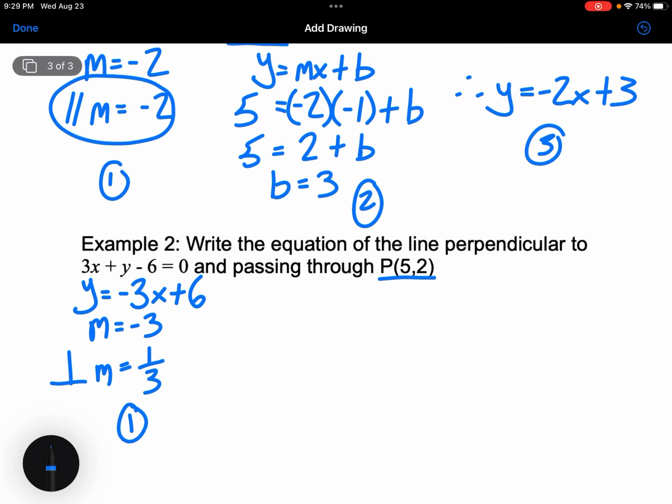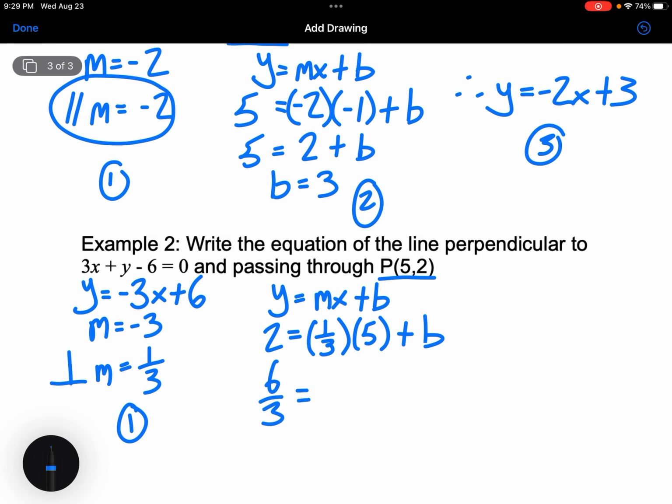And now it's passing through the point (5, 2). We found our slope. Now we're going to use our equation to find our b value. We're going to sub in 2 equals 1 over 3 times 5 plus b. Now I know I'm going to have a common denominator of 3, so I'm going to change the 2 to 6 over 3. And then we're going to get 5 over 3 plus b. So then b is going to be equal to 1/3. We're going to subtract that 5 over 3 over and get 1/3.